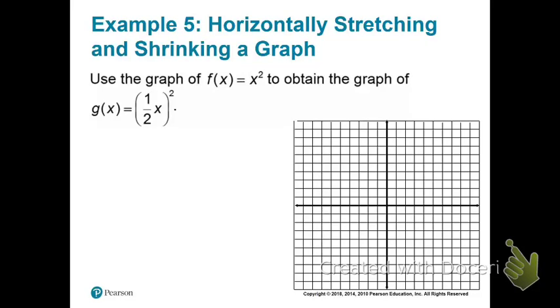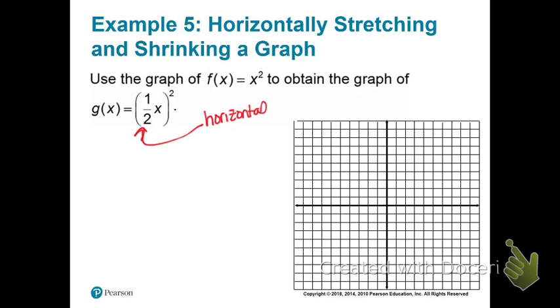Alright, so example 5. Just use the graph of f of x equals x squared to obtain the graph of g of x equals 1/2 of x squared. So what do I expect to see because of that 1/2? Is it horizontal or vertical? It's going to be horizontal, because it's inside with the x.